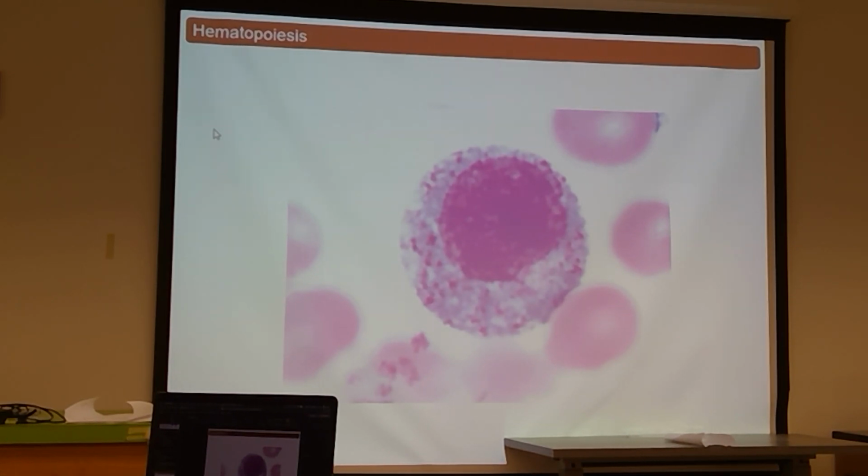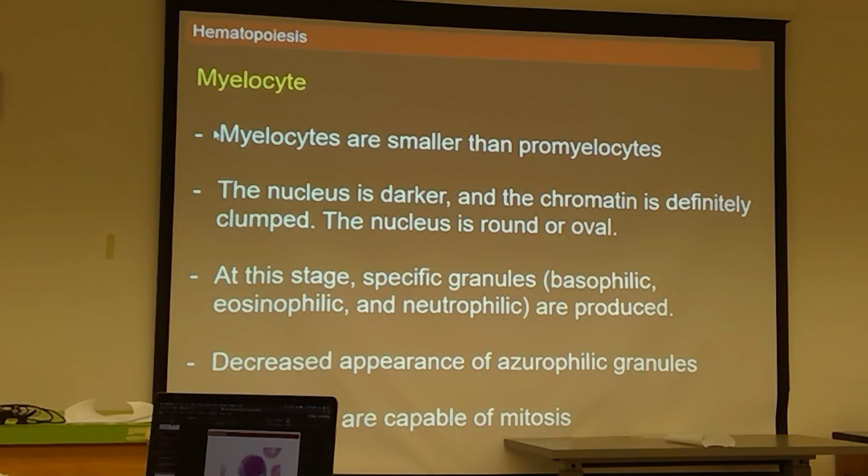White blood cell line has granules. Red blood cells, we're not going to see the granules. The next cell in line is the myelocyte. You might be able to find some eosinophilic myelocytes, neutrophilic ones. We're going to focus on the neutrophil line. The granules with a kind of neutral pinkish color.